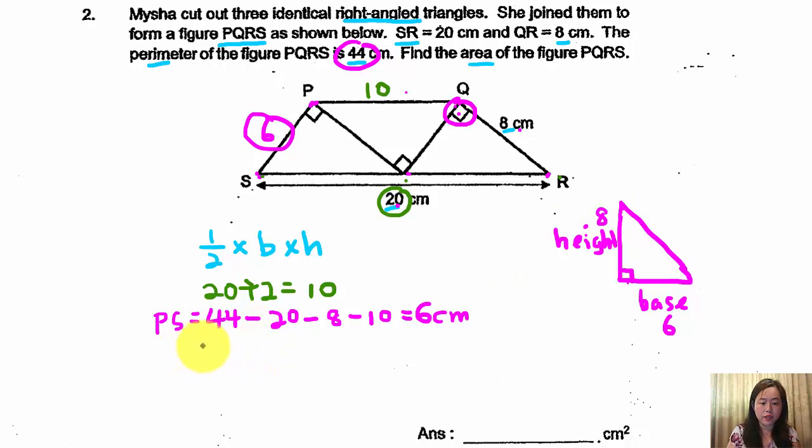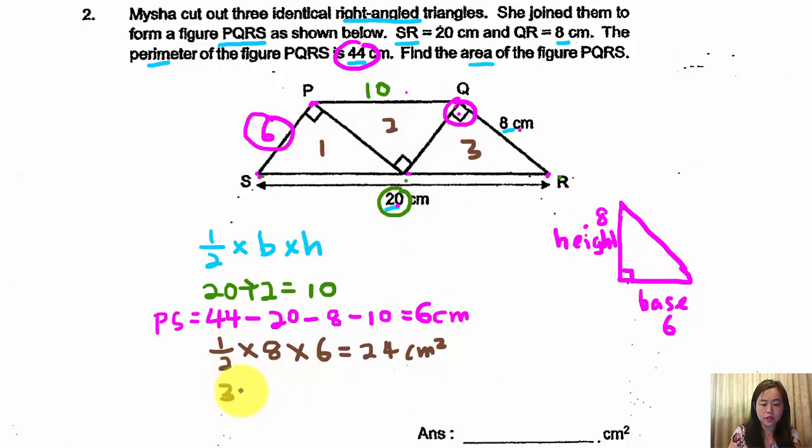So the area of one triangle will be half times 8 times 6, which is equal to 24 cm squared. Since there are 1, 2, 3 triangles, it will be 3 times 24 to find the area of figure PQRS, which is equal to 72 cm squared. So our answer is actually 72.